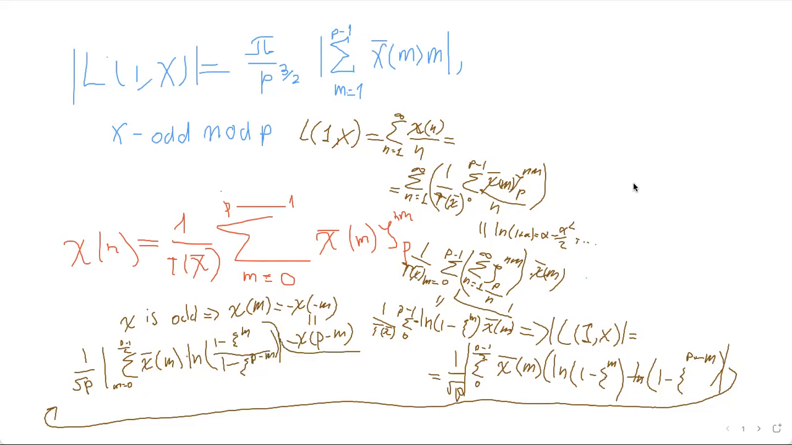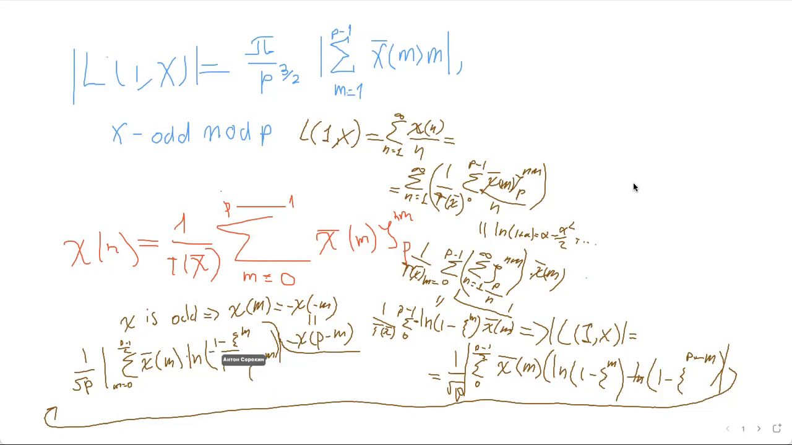Yeah, but this is not the way to establish this. Please notice that zeta to the p is equal to 1. So zeta to the p minus m is equal to zeta to the minus m, right? Of course. So it's a ratio of a number and its conjugate.